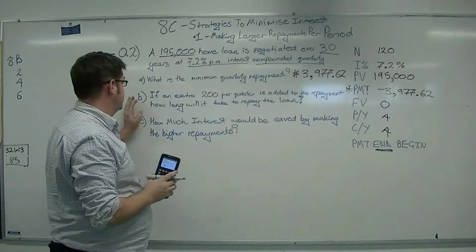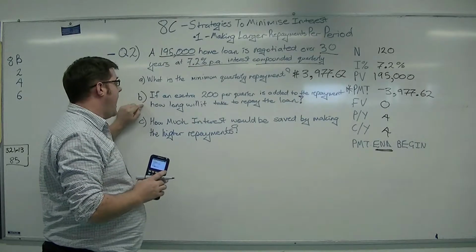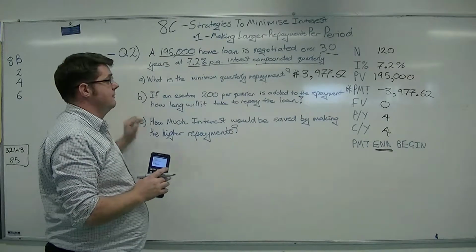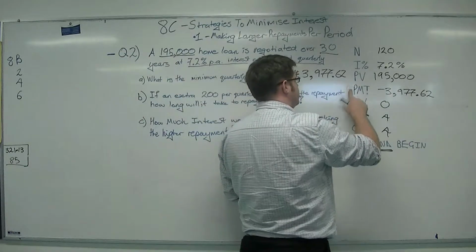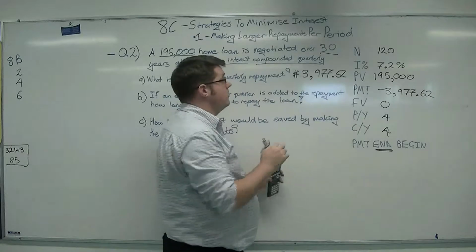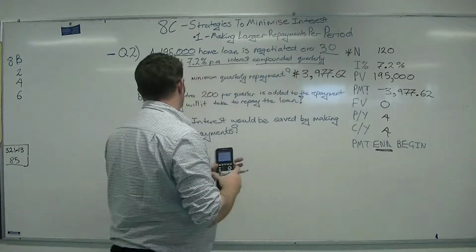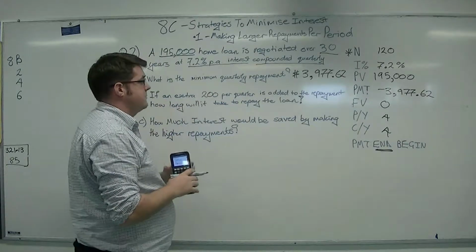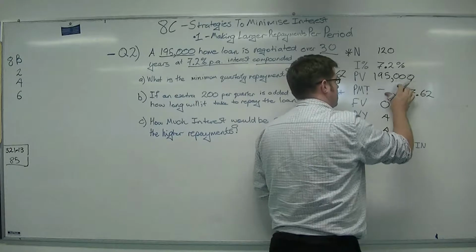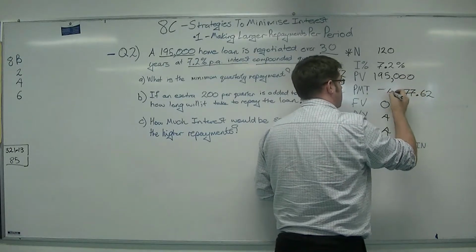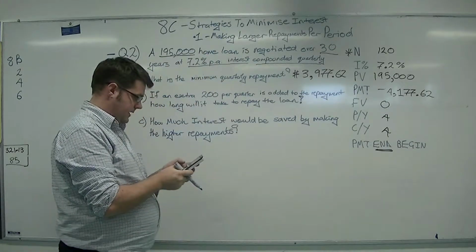The next part of the question asks us, if an extra $200 per quarter is added to the repayment, how long will it take to repay the loan? In this instance, we're not going to be solving for payment. How long is it going to take to repay the loan? We're actually going to solve for n. But remember, we have to pay an extra $200 per quarter, so this will take the payment to 4,177.62.